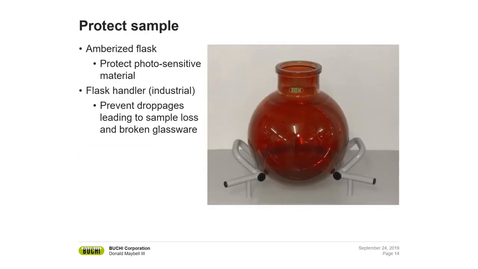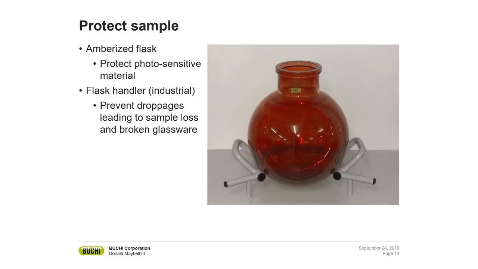The next step in optimizing your process is making sure to look at the adequate accessories that fit your specific application. For example, there are amberized flasks available. Using the amberized flask, especially if you have a photosensitive material, is a good way to protect your material throughout the entirety of the process.